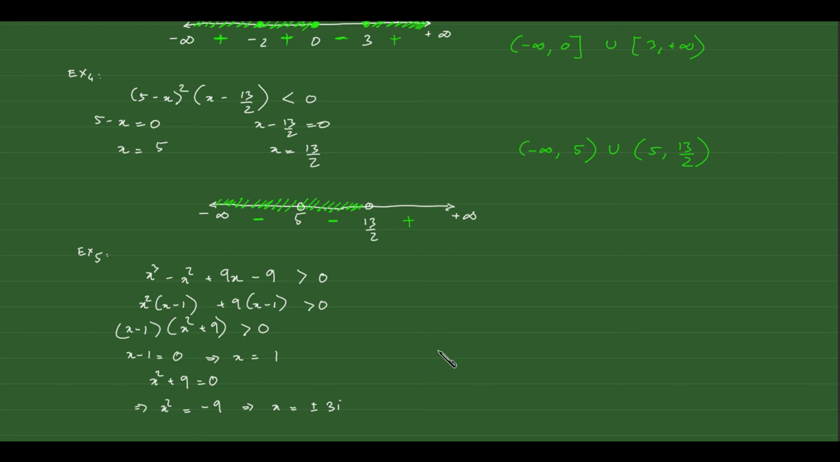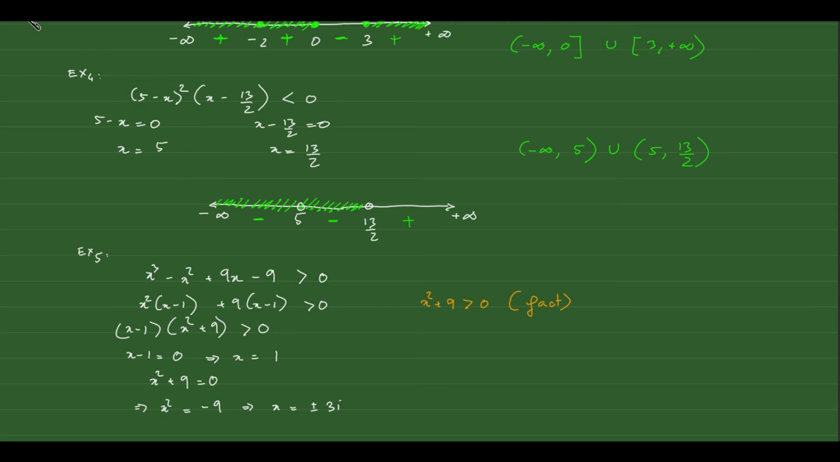x squared plus 9. Okay, you try to recognize. x squared plus 9, I'm gonna put it in this different color. I recognize that x squared plus 9 is always greater than 0. It's a fact, because something squared is positive, plus 9 is a positive number. It's always a positive number. So you don't have to put it on the number line.